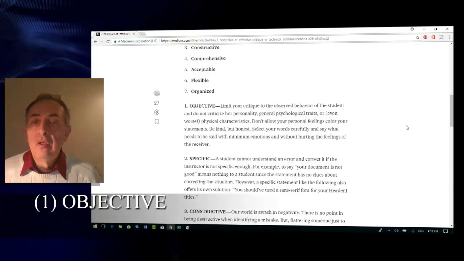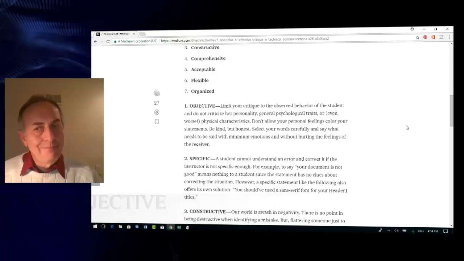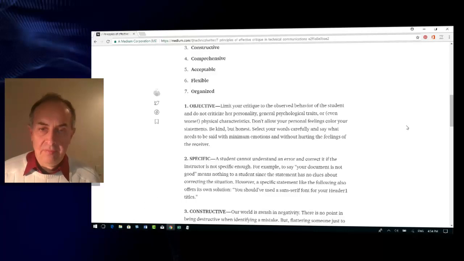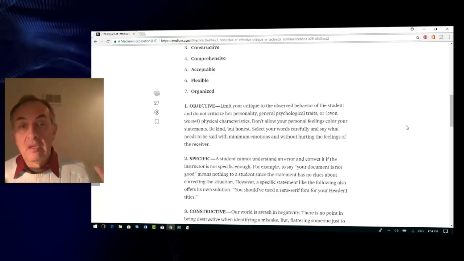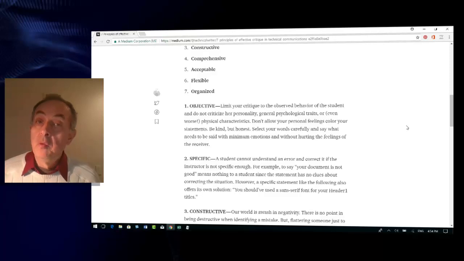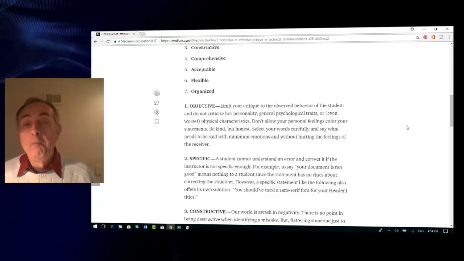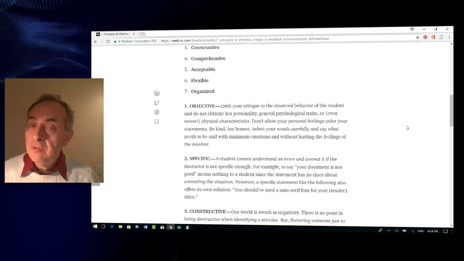Objective: you should limit your critique to the observed behavior of the student and refrain from implying anything about the student as a person or anything about general psychological traits or even worse, physical characteristics. Don't allow your personal feelings to color your statements. Be kind but honest, and select your words carefully. Say what needs to be said with minimum emotions and without hurting the feelings of the other party.